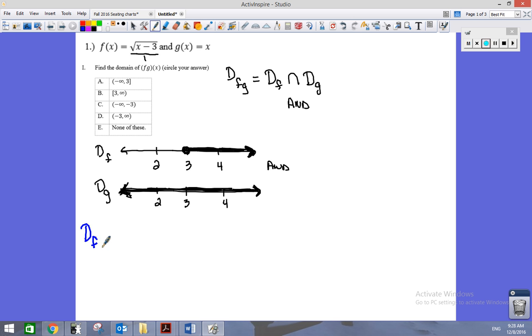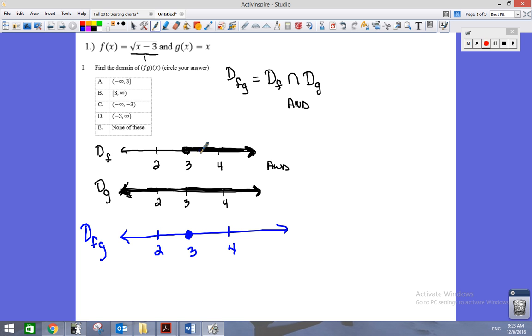The domain of f times g. Well, we can see that 3 is shaded in both sets. It's shaded in the top set, and it's shaded in this set, so it's shaded in the answer. But to the left of 3 is not shaded in here, so it's not in here and in here. It's not in both, so it can't be in the intersection.